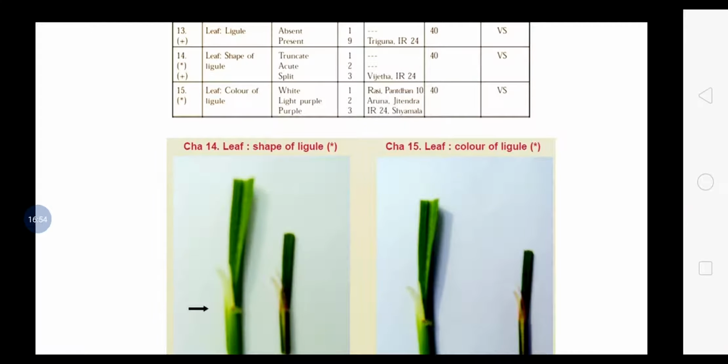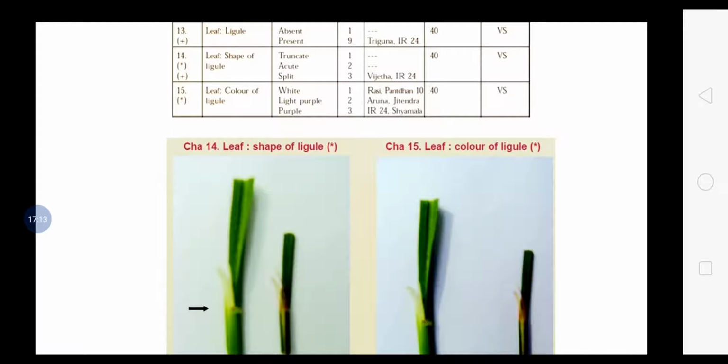13th characteristic is leaf ligule. This is classified as absent and present. Absent as 1. Always remember absent is scored as 1 and present as 9. Example for present is Triguna and IR24.